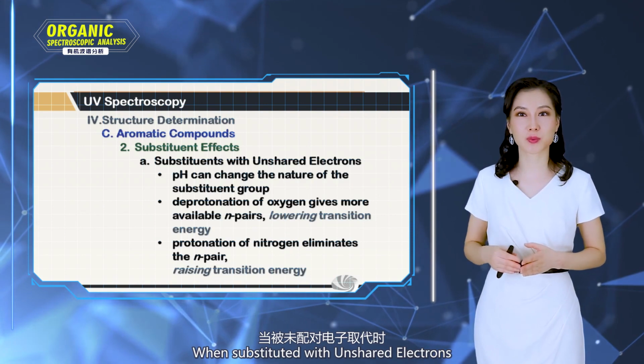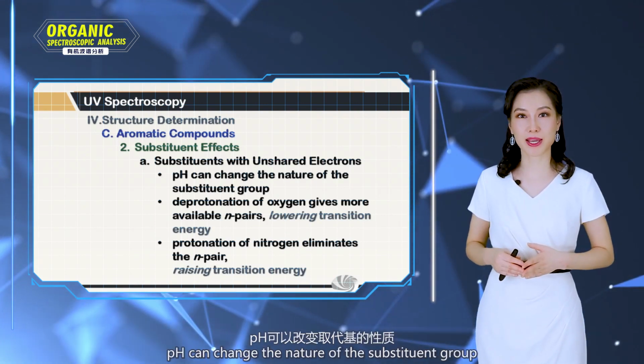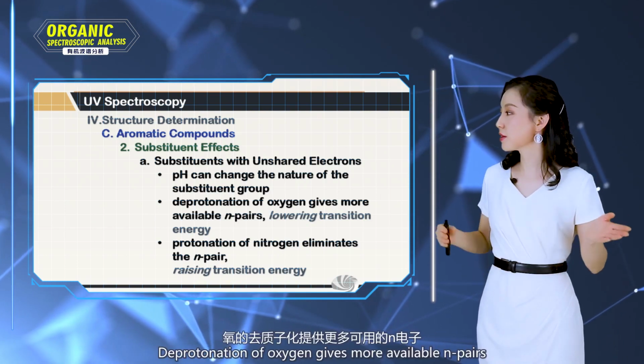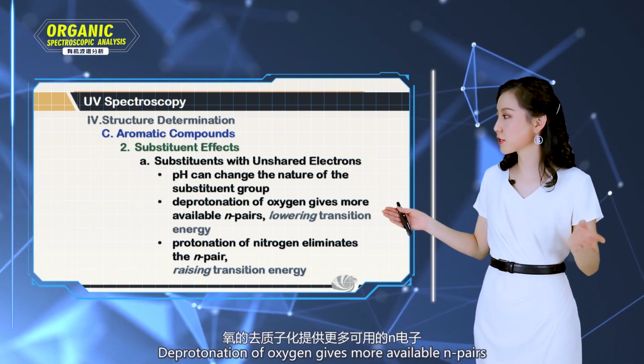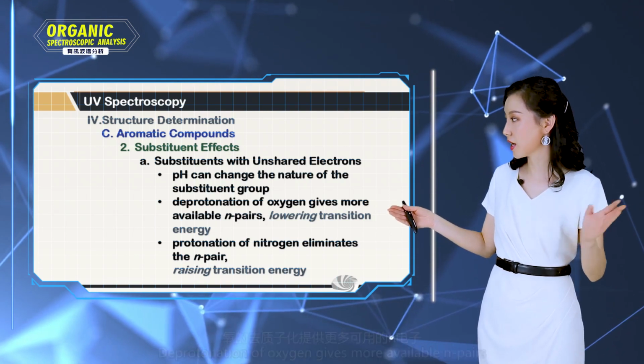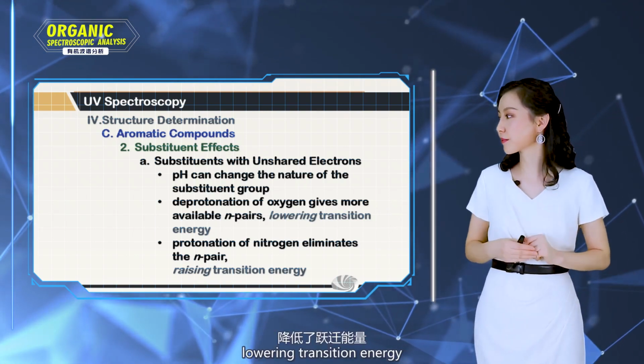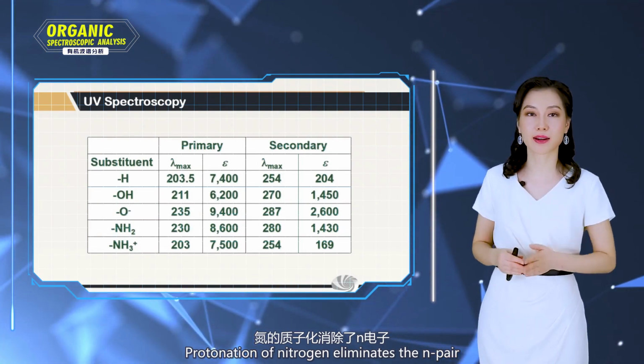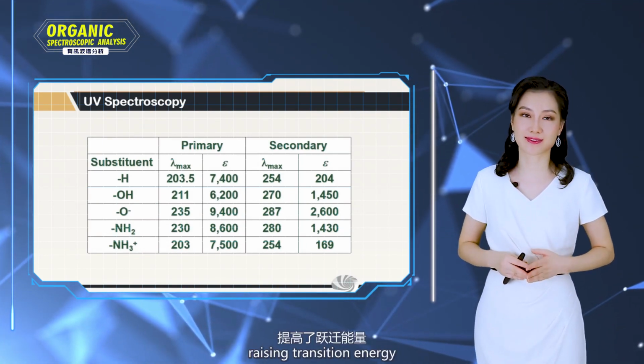When substituted with unshared electrons, pH can change the nature of the substituent group. Deprotonation of oxygen gives more available n pairs, lowering transition energy. Protonation of nitrogen eliminates the n pair, raising transition energy.